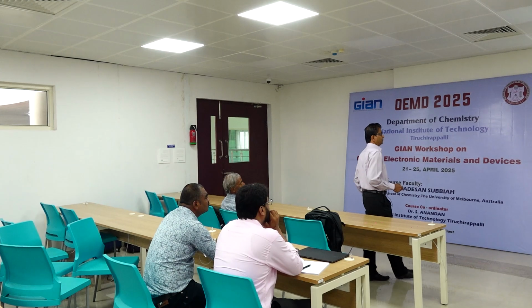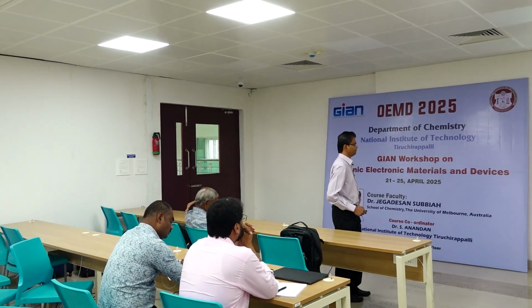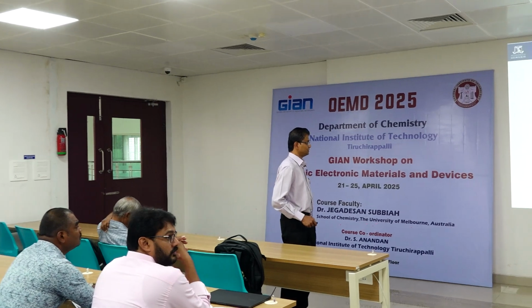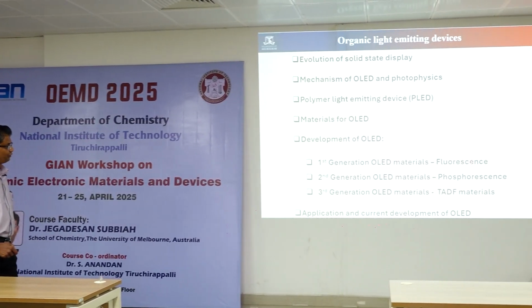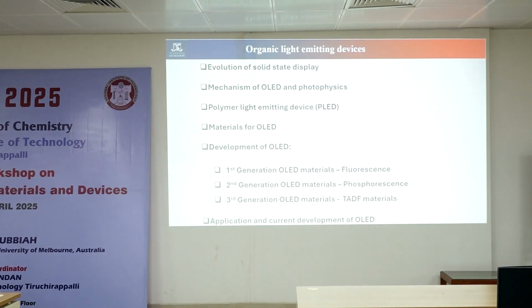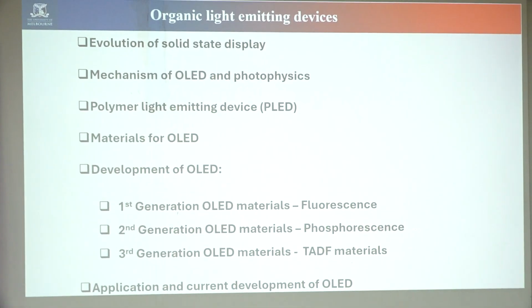Then I will tell you about polymer LED a little bit, and materials for OLED and the development of it. As I said, I will talk about three generations of devices. The first generation is fluorescence material. The second generation is phosphorescent, then TADF, and then the current development. This I will tell you.